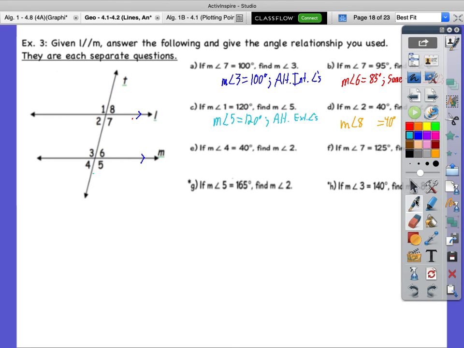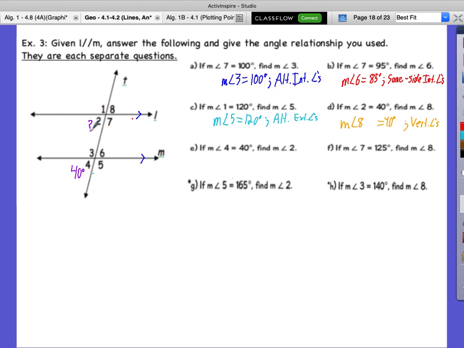Okay, so on letter E, excuse me, measure of angle 4 and measure of angle 2. We have to say, okay, angle 4 is 40 degrees. What is angle 2 in comparison? Okay, what kind of angles are those? They're on the same side of the transversal, so they're not alternating.